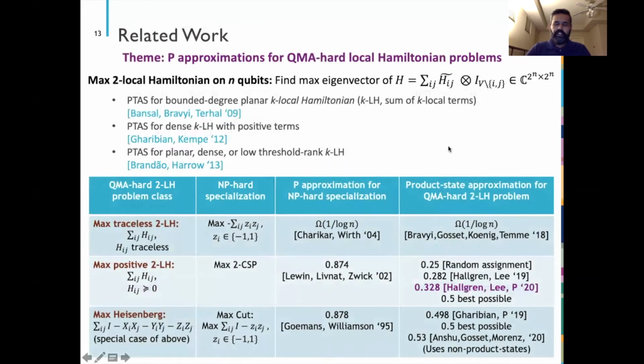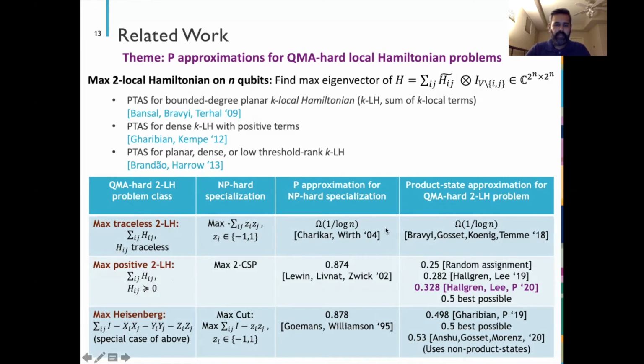To put the work in perspective, the max 2-local Hamiltonian problem is just that we have clauses on 2 qubits, and we tensor with identity to get the full Hamiltonian. The point of this slide is to show you what work has happened, and the style of work that leverages SDP relaxations and generalizes classical rounding schemes is very recent, only the last few years.